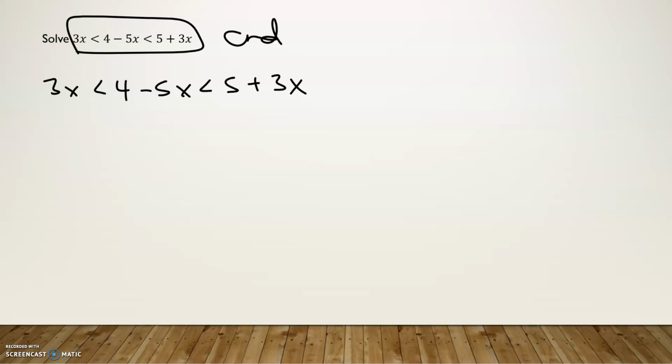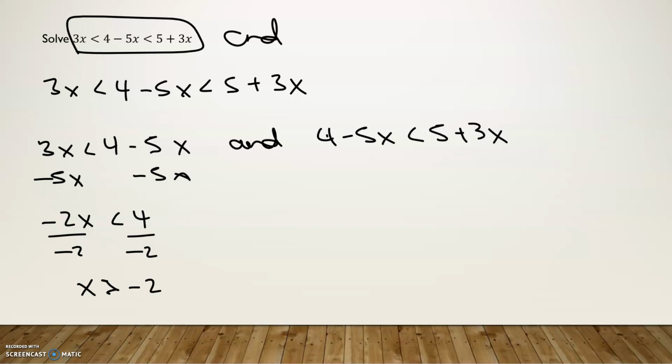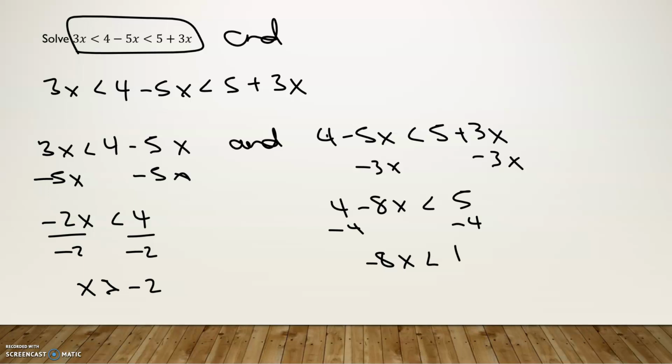So what I'm going to do is 3x less than 4 minus 5x, and 4 minus 5x less than 5 plus 3x. We'll subtract 5x over here, so that gives negative 2x less than 4. Divide by a negative 2, and x is greater than negative 2. And we will subtract 3x from both sides, so I get 4 minus 8x less than 5. Subtract our 4, so we get negative 8x less than 1. Divide by negative 8. x is greater than negative 1/8.